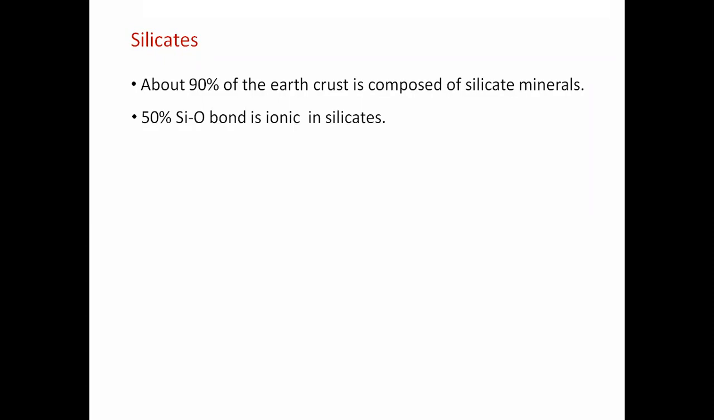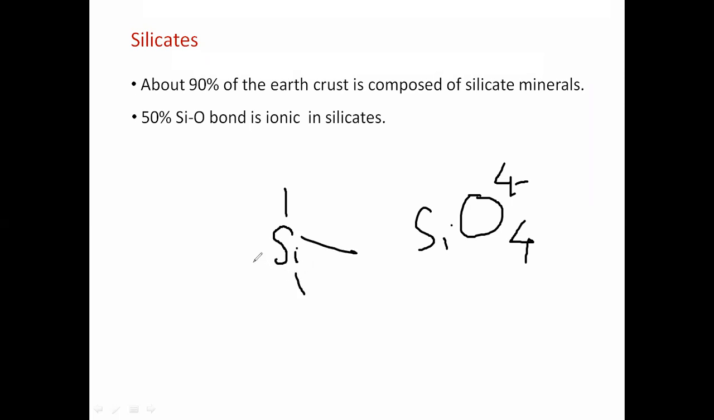If you talk about silicates, they are shown by a general formula SiO4, 4 minus. So I can draw the structure of silicate like this: Si, with four oxygens, each O minus.